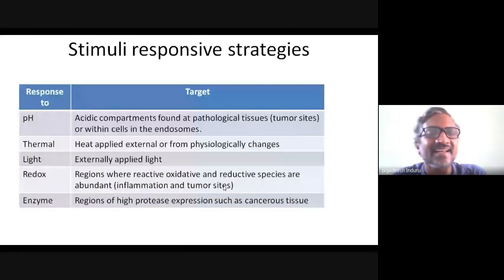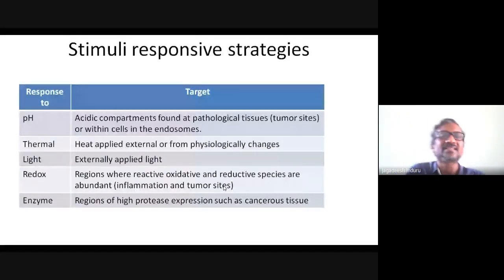So that localized internal heat or externally applied heat, heat applied from outside or from physiological changes, will act as a target for us, and by taking a moiety there we can make thermal responsive changes. This is one. Another one is light.